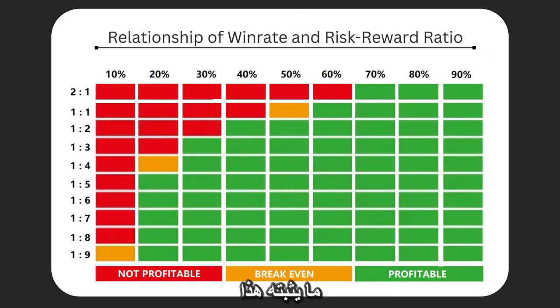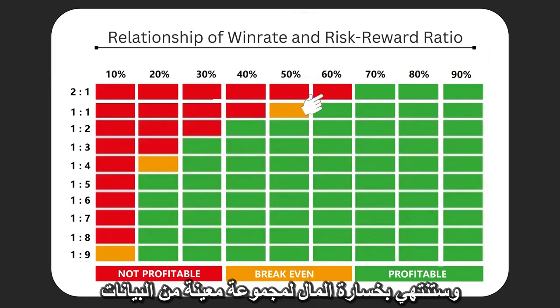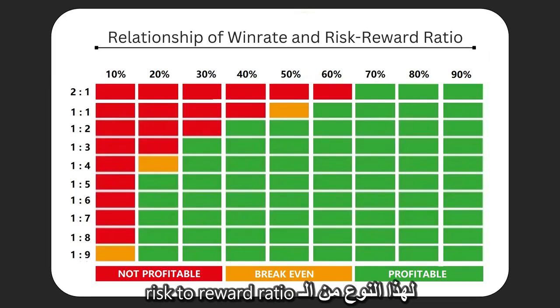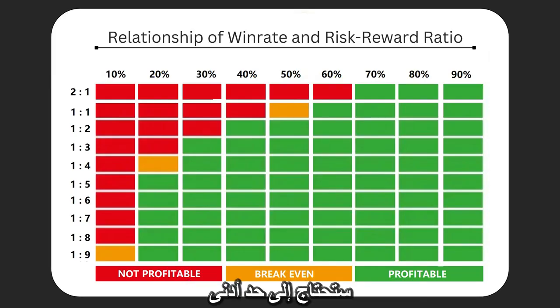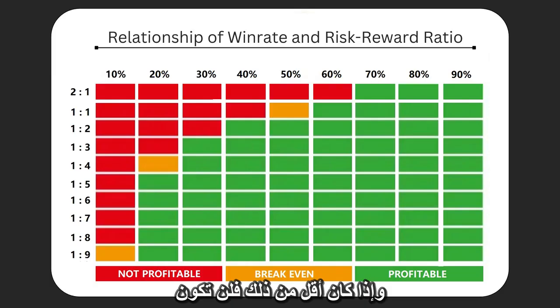Now, what this proves right here is that if your whole focus was just on win rate alone and you really did not care about risk to reward ratio, then here, even if you had a 60% win rate, which is an optimal win rate, even with that, you would not be profitable and you'd end up losing money for a particular set of data, right? For this sort of risk to reward ratio, you'd need a minimum of at least 70% win rate to be profitable, right? And if it's lesser than that, then you would not be profitable.